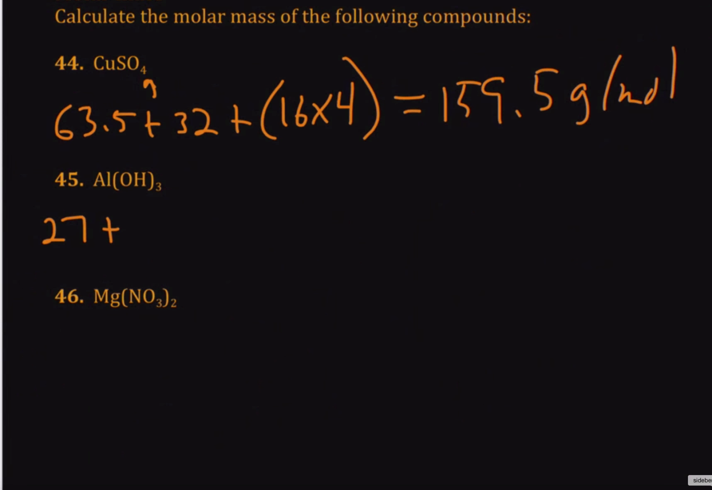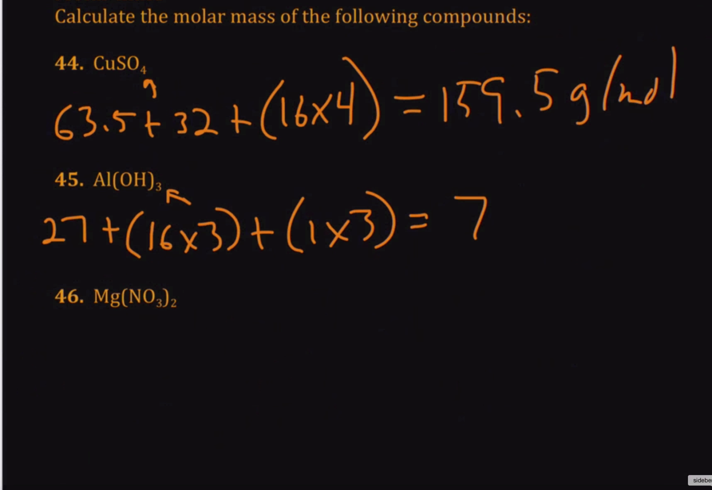And then when you have a subscript outside of parentheses, just like in math, the number outside the parentheses distributes to everything inside the parentheses. So the 3 here, because of the parentheses, applies to the oxygen and the hydrogen. So I've got oxygen, which is 16 times the 3, and then I've got hydrogen, which is 1 times the 3. Add all that up, and we're going to get 78 grams per mole for that.